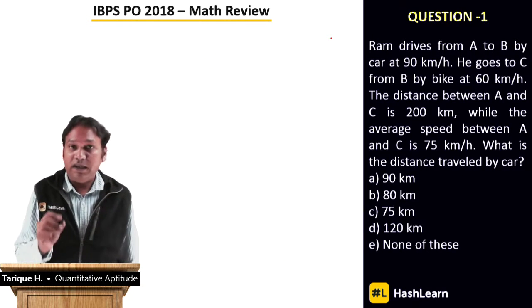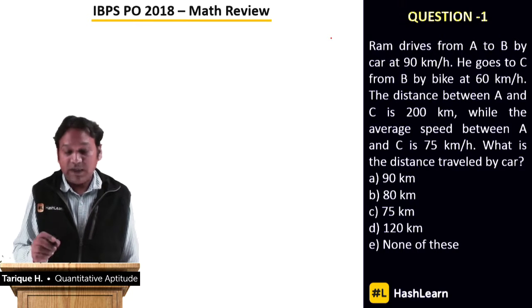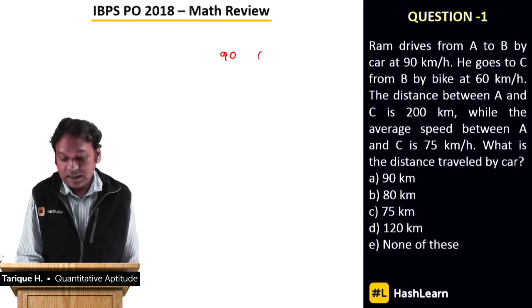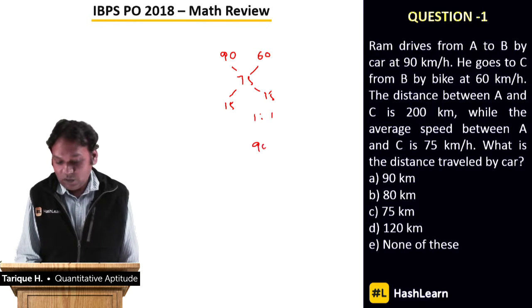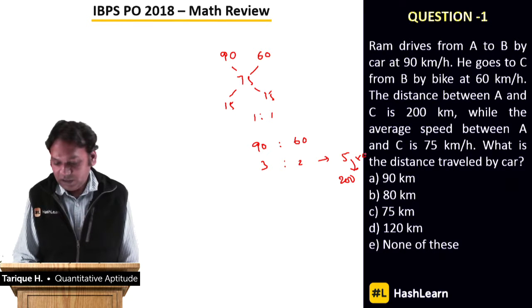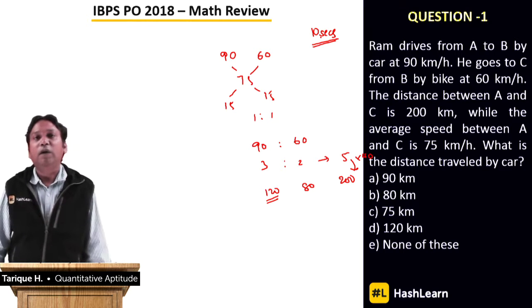So again, while you're solving in real time in the examination and you know the concept that I am discussing here, that we can solve this question by alligation, you would just do this: 90, 60, 75, 15, 15. This would take 4 to 5 seconds for you. The moment you understand the ratio of time is the same, the ratio of distance will also be the ratio of speed, 3 is to 2, 3 plus 2 is 5, total distance is 200, multiply by 40, you get 80 and 120. This would take 5 seconds. In 10 seconds, the question can be solved.